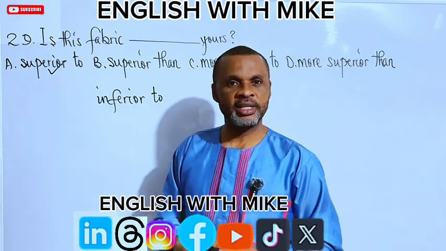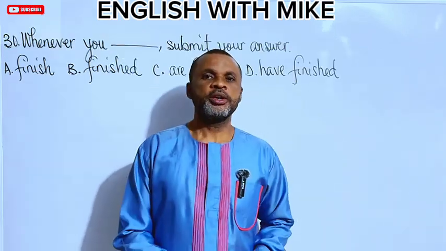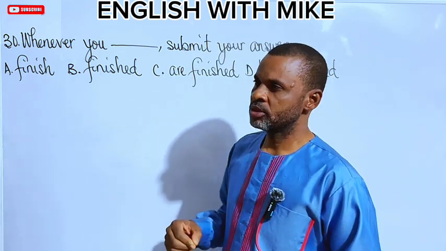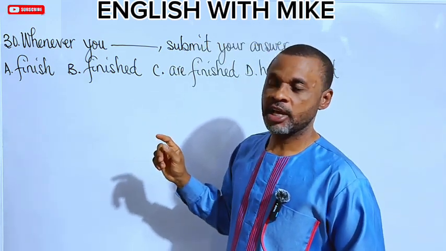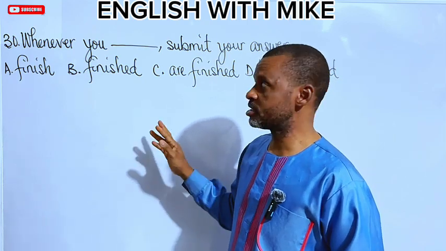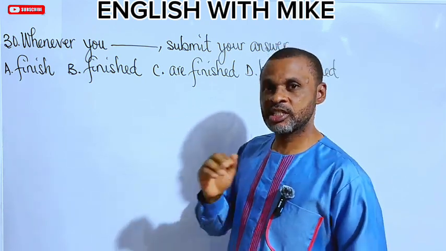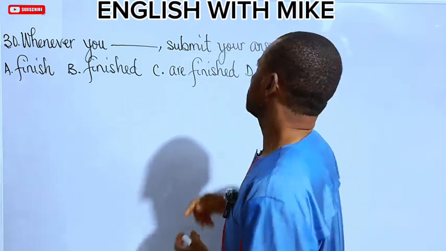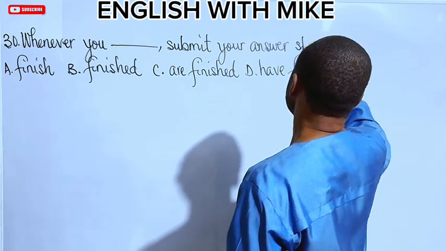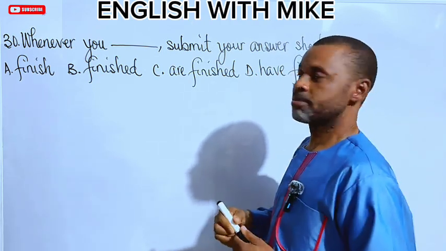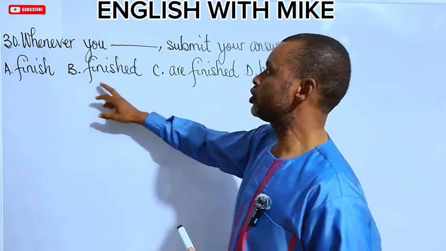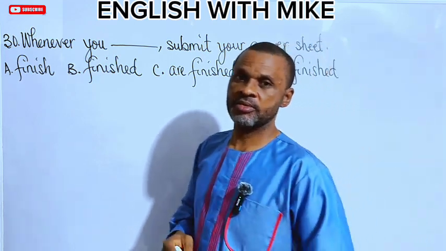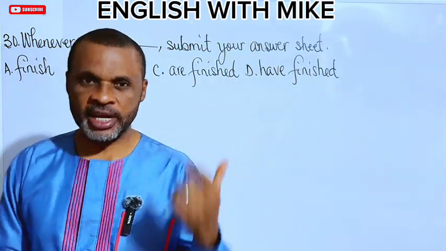Please attempt question number 30. Here is a very problematic question on grammar. A lot of people will fail this one. I am 100% sure that many people will fail this. Whenever you dash, say in a typical exam hall, whenever you dash, submit your answer sheet. Whenever you finish, whenever you finished, whenever you are finished, or whenever you have finished. Only one of them is correct. Identify the correct option.